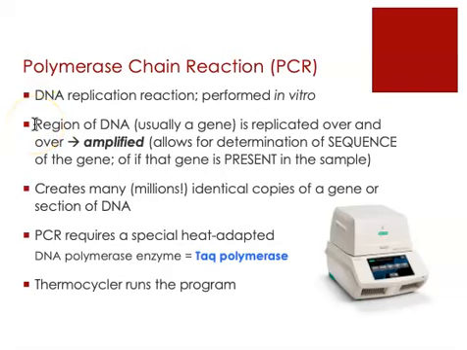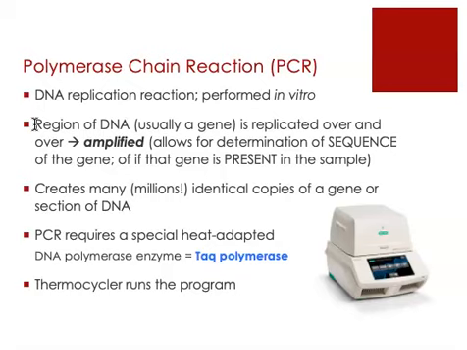A region of DNA that we're interested in, usually it's a gene, gets replicated over and over and over again during PCR. And the term we use is amplified. We're going to amplify a piece of DNA. And the reason you would want to amplify a gene or amplify a piece of DNA is because once you have many copies of that piece of DNA, you can do things with it in the laboratory. And one of the most common things that's done with PCR is we take that amplified gene and we sequence it. We determine the order of the bases in that gene.